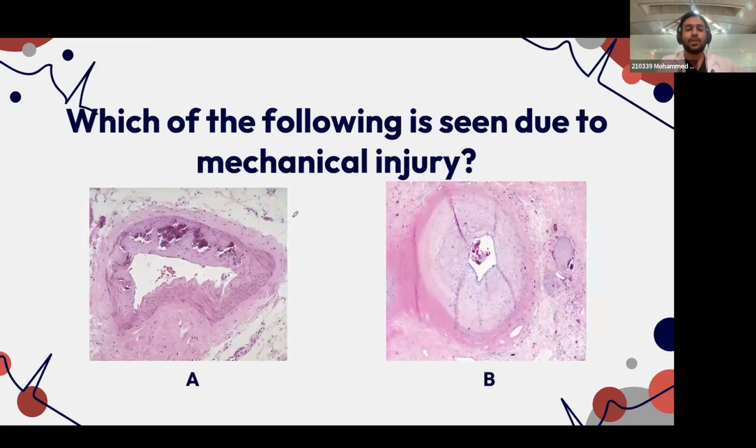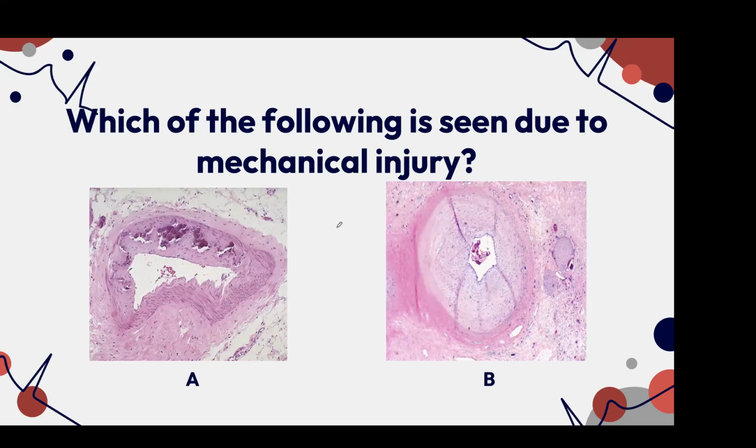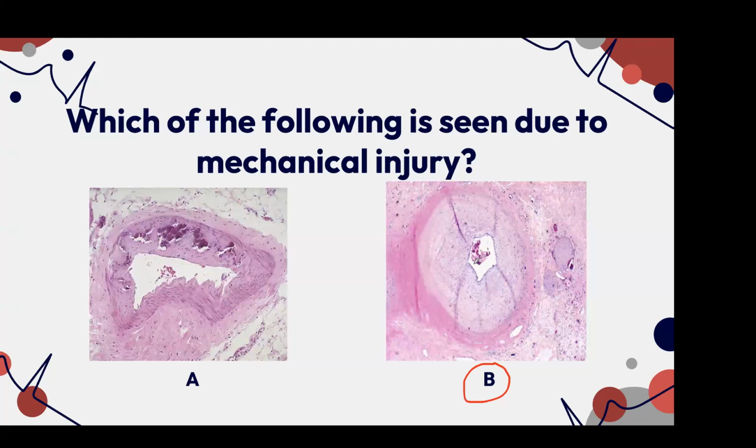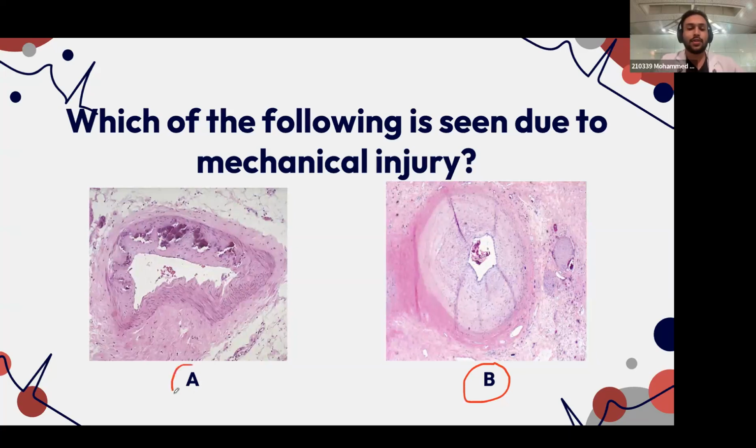So now, next question. Which of the following is seen due to mechanical injury? Is it A, Monckeberg? No, it is B. Okay, so what is B, guys? Fibromuscular. Exactly, excellent. So B is fibromuscular. This one over here is A, as you mentioned in the beginning, Monckeberg medial sclerosis. If you want to just remember the term itself, it's Monckeberg medial sclerosis.